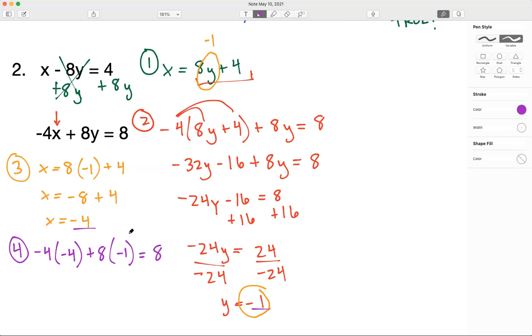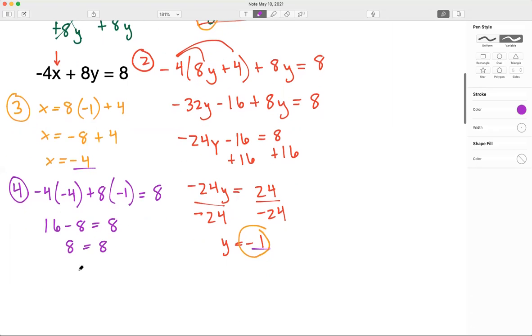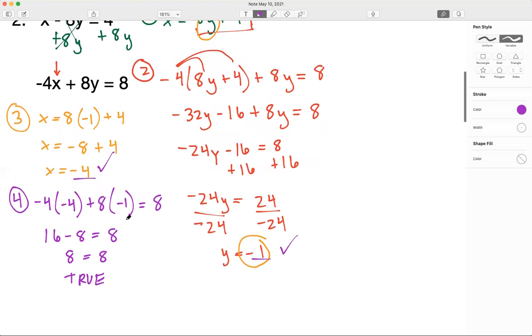Let's see if this is true by evaluating this left side. This is positive 16, and then this is negative 8. Is 16 minus 8 equal to 8? Yes, it is. So this is true, and if it's true, that means we got the correct answer. We got negative 1 for y and negative 4 for x, and we're correct. Okay, so check is the step 4. This is a check, right? We're checking to see if our answers are correct.